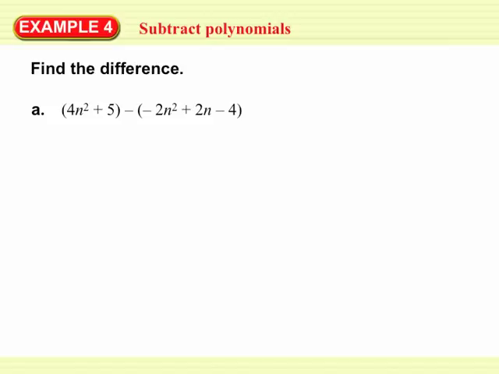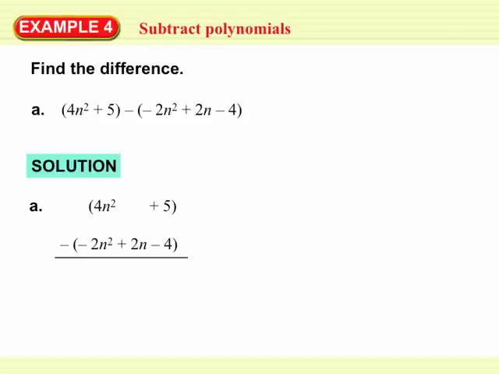To subtract polynomials, we need to be very careful that we distribute the negative sign, it's really distributing a -1, into every term in the second polynomial. So here's an example of what that might look like. First, I'll take the first polynomial, 4n squared plus 5, and underneath it, I'm going to show subtracting the second polynomial. And again, I've lined up the like terms in vertical columns.